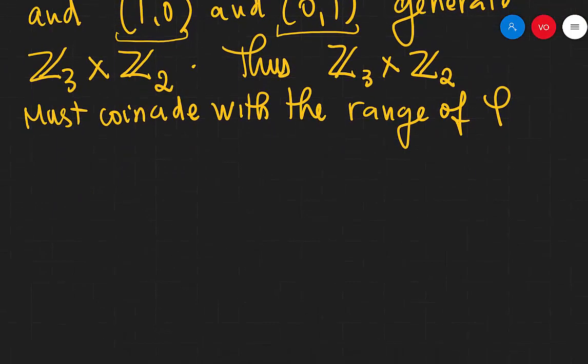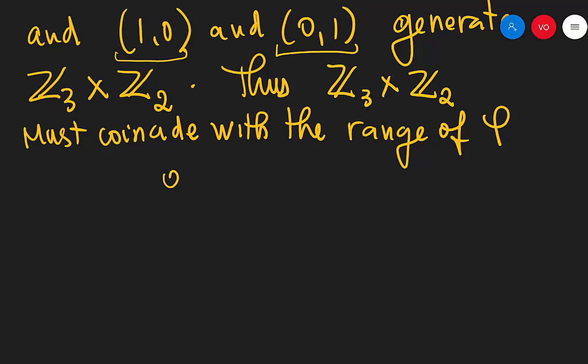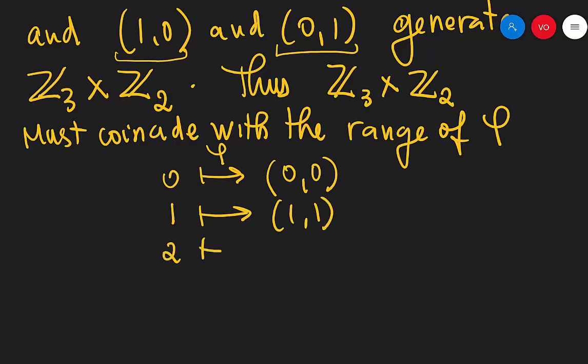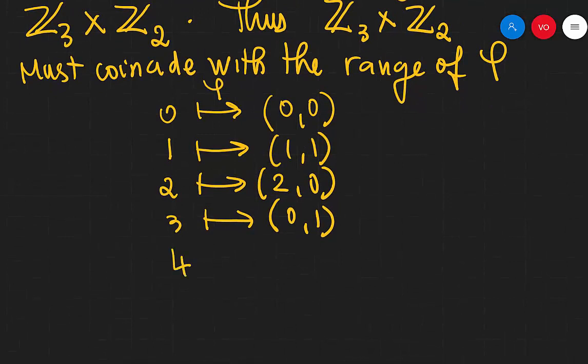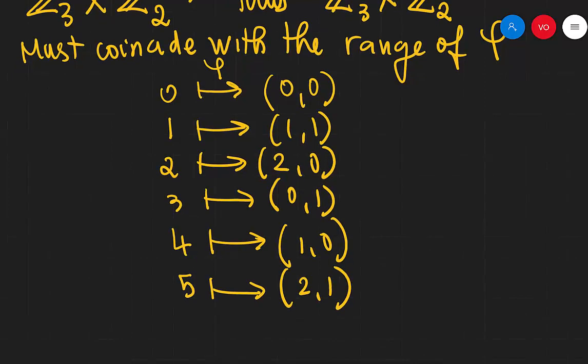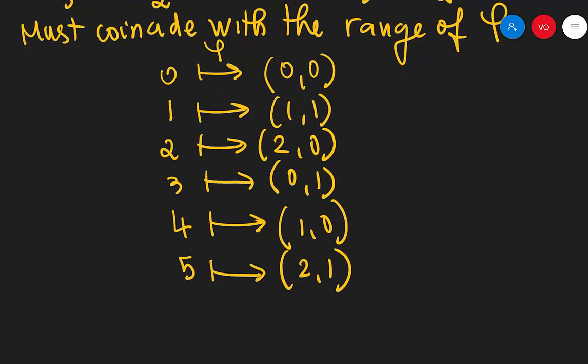And perhaps another way to see this is also to maybe just completely exhaust all possibilities, right? Through the map phi, 0 will go to (0, 0), 1 will go to (1, 1), 2 will go to (2, 0), 3 will map to (0, 1), 4 will map to (1, 0), and 5 will map to (2, 1). So you can see that this map here is clearly surjective.